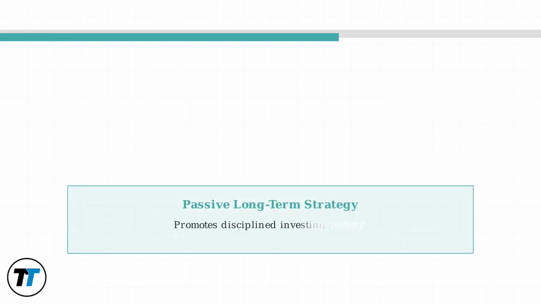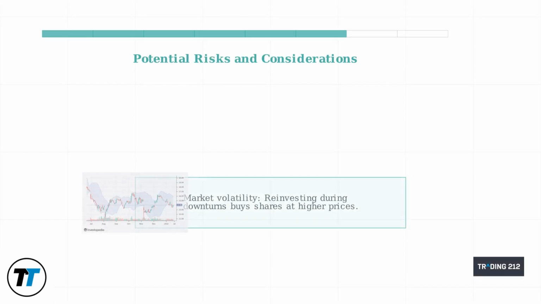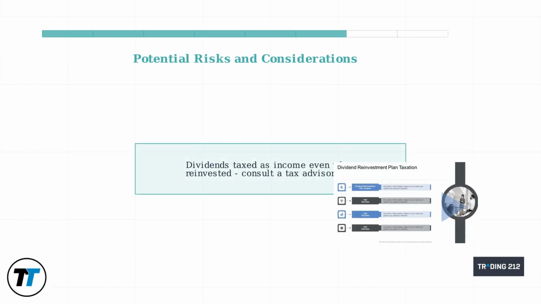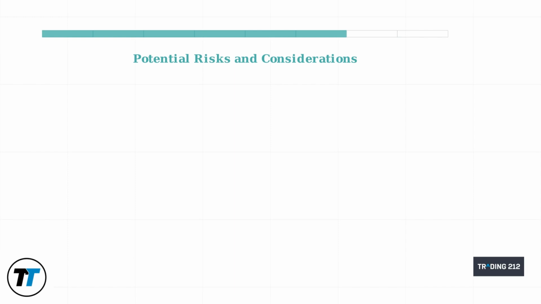DRIP also promotes a passive, long-term investment strategy, allowing investors to benefit from compounding without the need for active trading decisions. Market volatility poses a significant risk when using dividend reinvestment. During market downturns, dividends get reinvested into shares at potentially inflated prices, which could lead to buying high. Dividends are subject to taxation as ordinary income, even when automatically reinvested. This tax liability applies regardless of reinvestment, so consulting a tax advisor is essential for understanding your specific situation.